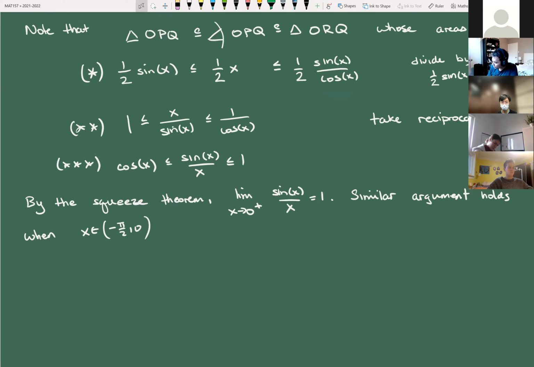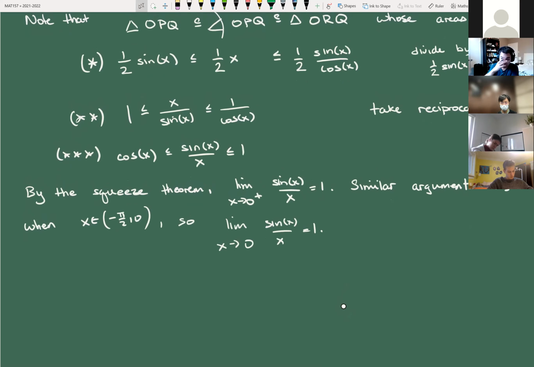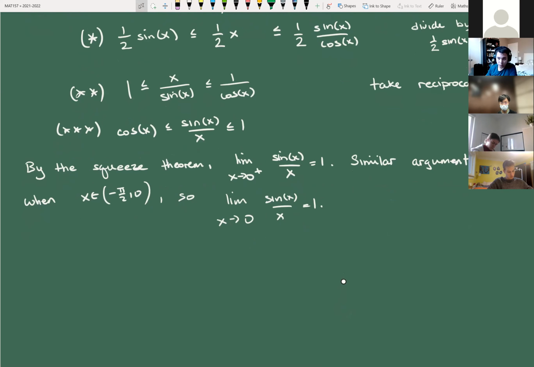So a similar argument holds when x is between negative pi over 2 and 0. And so that gives us that the total limit, not just the one-sided limit, is equal to 1. Okay? So like I said, if you want, just give it a try. And if you do run into issues, let me know and I'll come in and try and fix it. But there shouldn't be any issues.